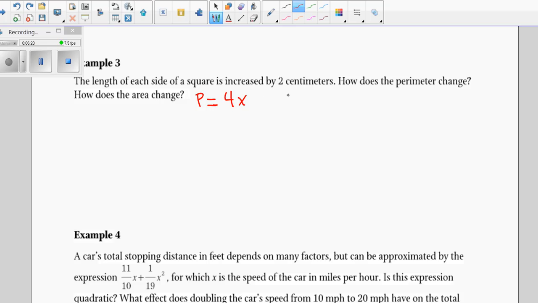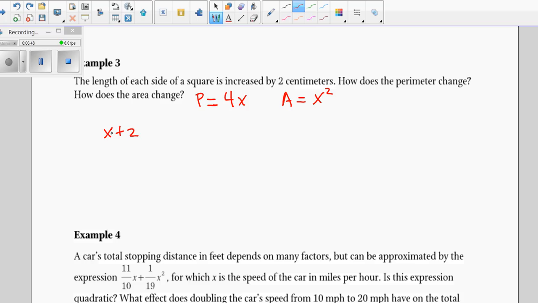And then the area is just multiplying your base times height or length times width, and because of the same sides, that means I can just say x times x or x squared. So if I increase my side lengths by 2 centimeters, that means instead of saying my side lengths are x, x, x, and x, that means now my side length is going to be x plus 2. My next one is x plus 2. My third one is x plus 2. My fourth one is x plus 2.